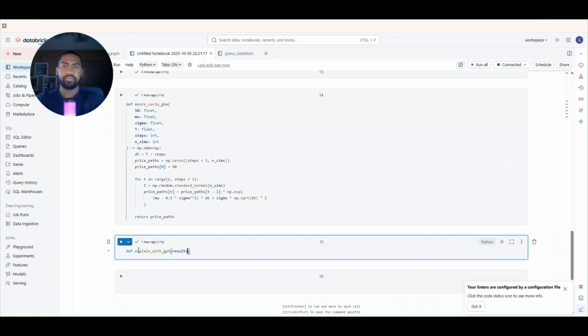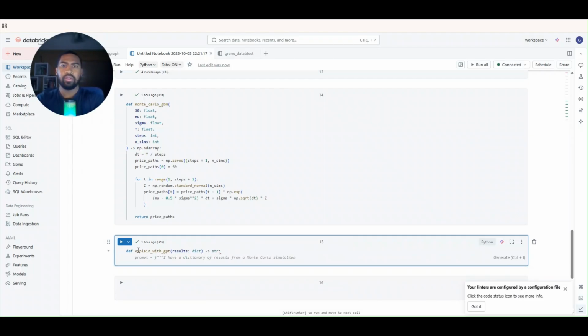Results, put it to a dictionary. Oh, boom, boom. And then string. And then we want to make sure our prompt, whoops, if I knew how to spell, prompt equals. And I already have a prompt created, so I'm just going to copy and paste that here. And then we can run through it together.